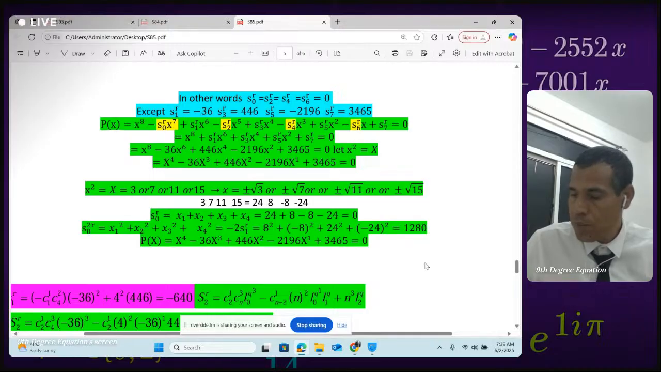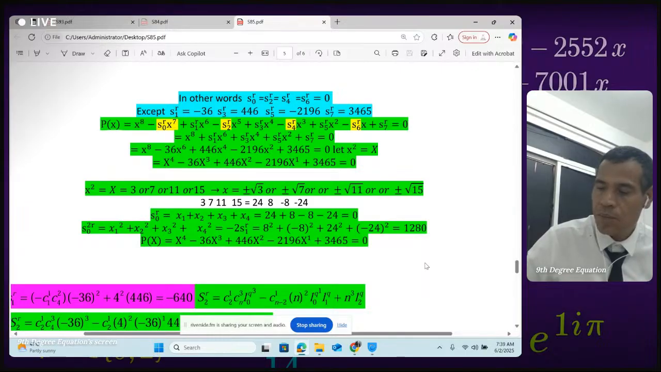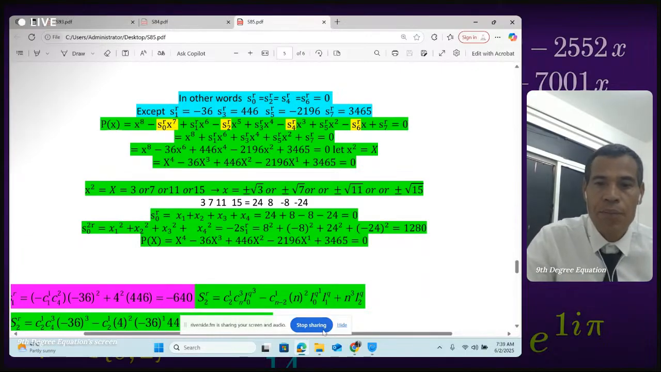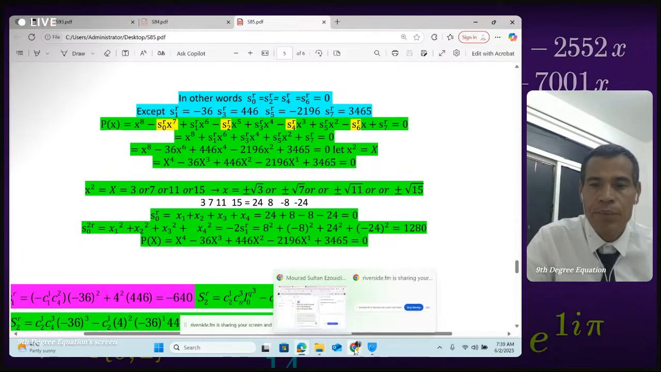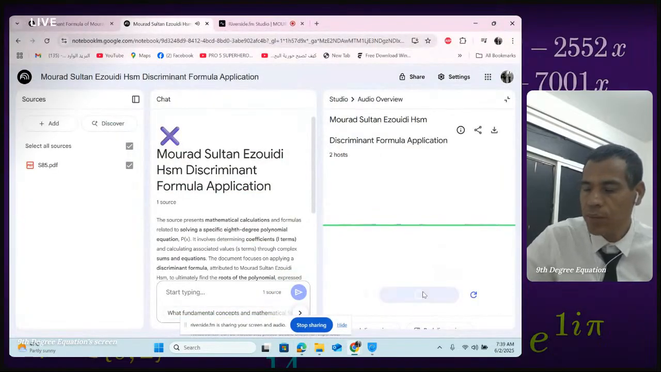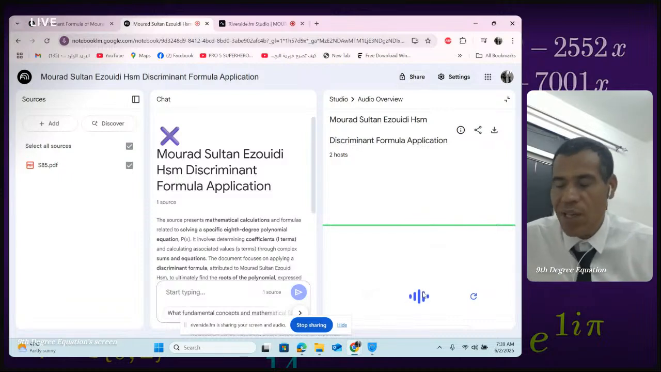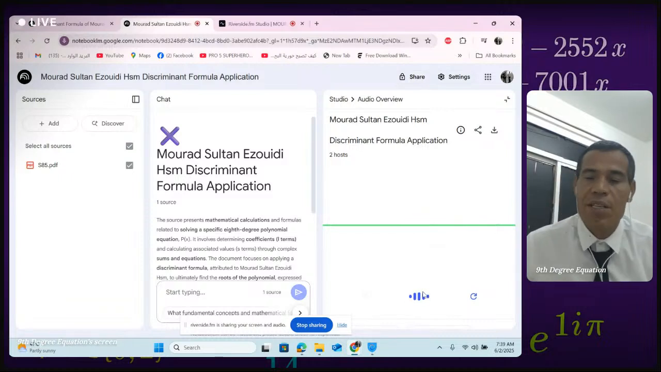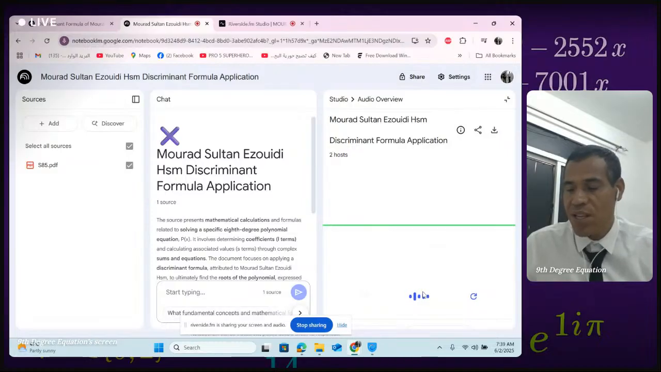So if you derive X^8 plus S1R X^6 plus S3R X^4 plus S5R X^2 plus S7R equals 0. Precisely. And plugging in the specific numbers, the ones calculated, the ones we just mentioned. Yeah, here we calculate all the S subscript k minus 1, and we found S1 equals negative 36, S3 is 446, and S5 is negative 2196, and S7 is going to be equal to 3465.